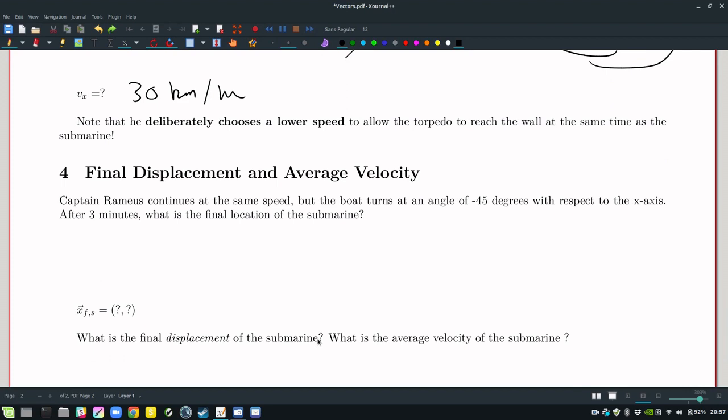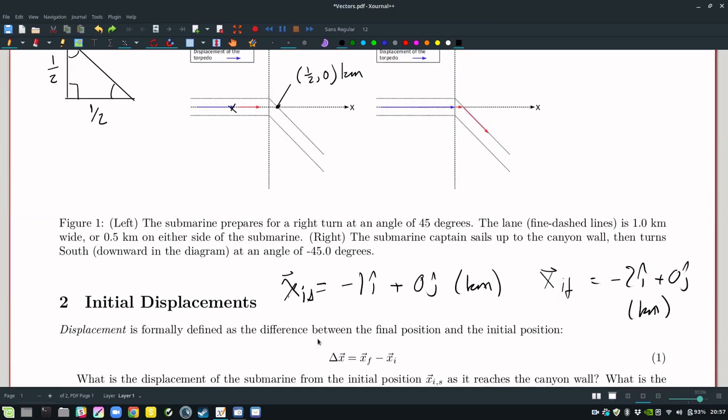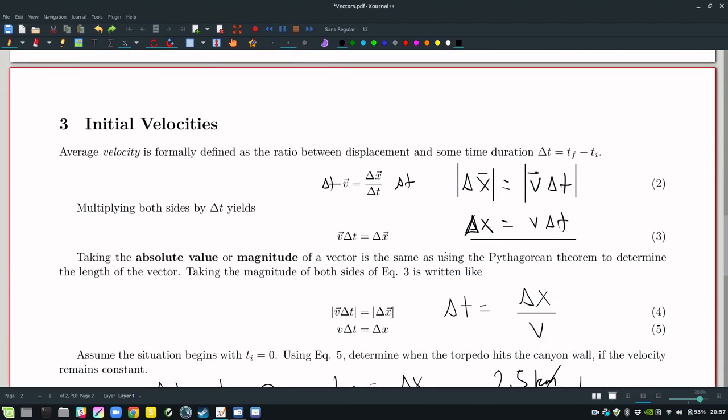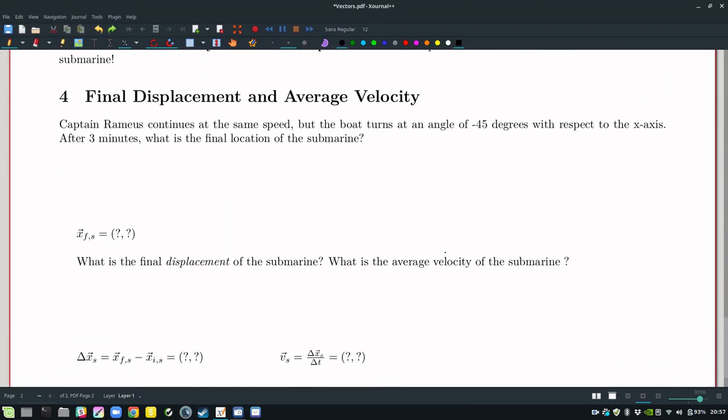Captain Ramius continues at the same speed, but the boat turns at an angle of negative 45 degrees with respect to the x-axis. That's shown here. So this is the second leg of the journey. The sub goes that way. After 3 minutes, what is the final location of the sub?